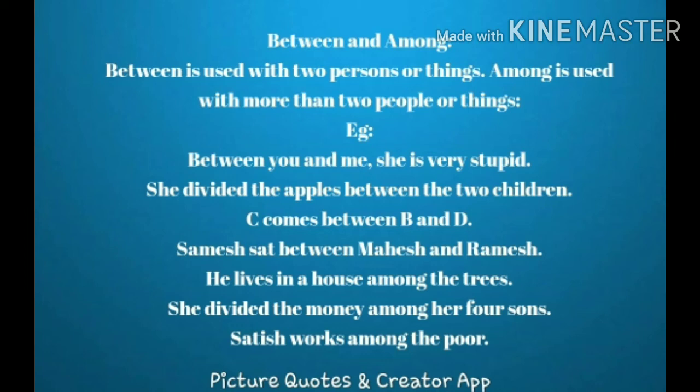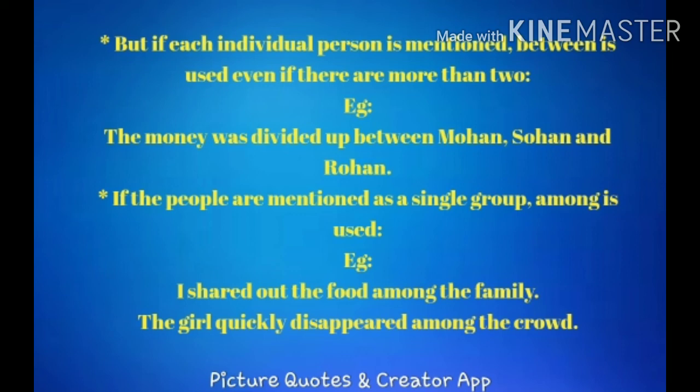Let's see a few examples for among. He lives in a house among the trees, more than two. She divided the money among her four sons. The final example is, Sadish works among the poor. So for more than two, you can use the preposition among. If you mention two objects or two people, you can use the preposition between.